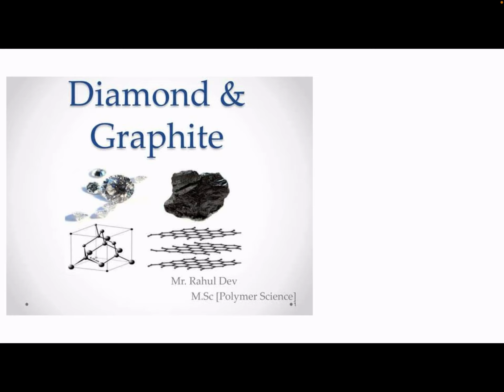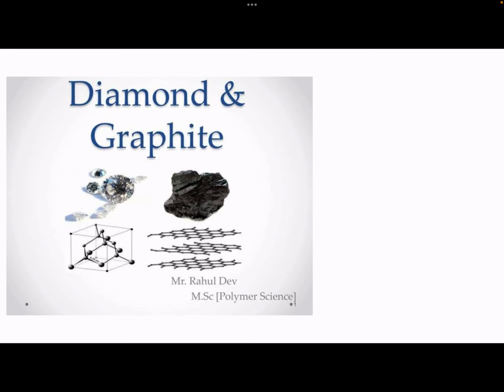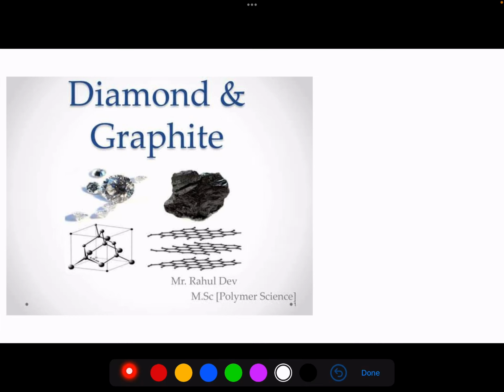I'm starting my class with this diagram about diamond and graphite. Why am I choosing diamond and graphite? Because as you see, the properties of each are completely different. We know diamond is shiny, expensive, very hard, while graphite is dull and brittle.